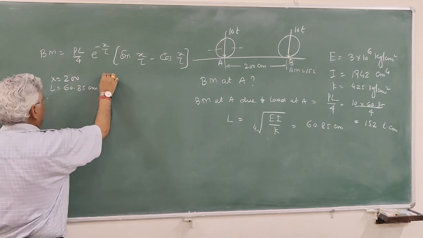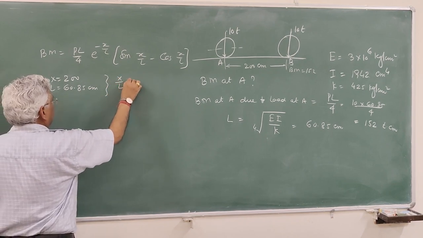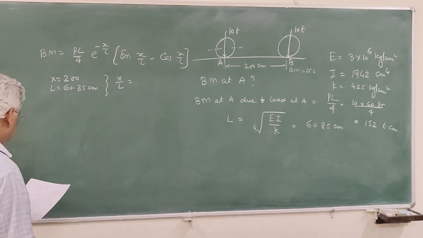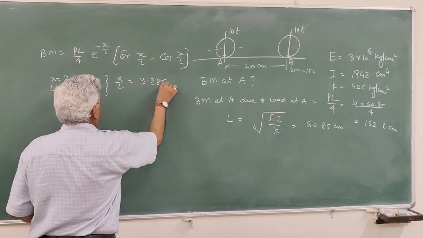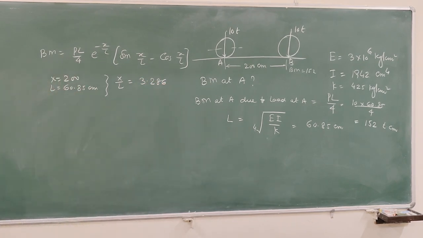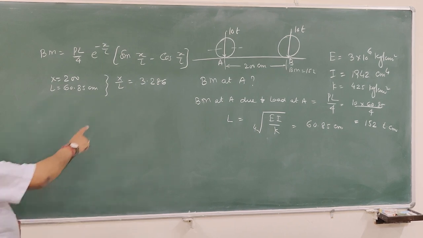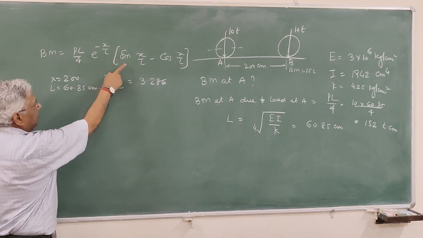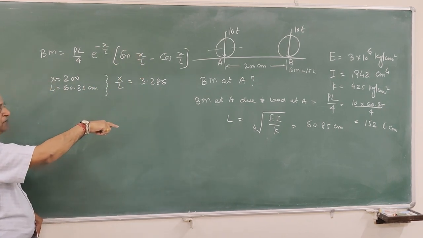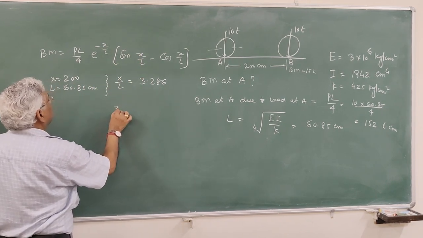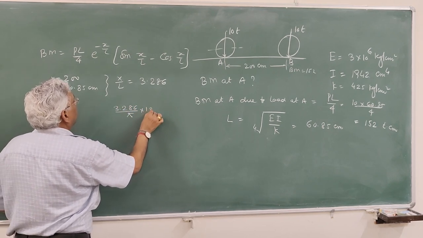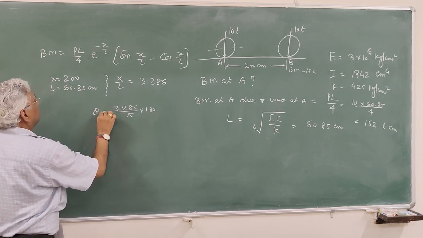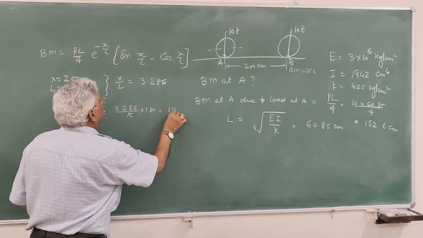So x by L will be 3.286. Here you can put x by L directly, but in the trigonometric terms you have to convert this into degrees. And this will be 3.286 divided by pi into 180 degree. So theta will be equal to 188 degree.